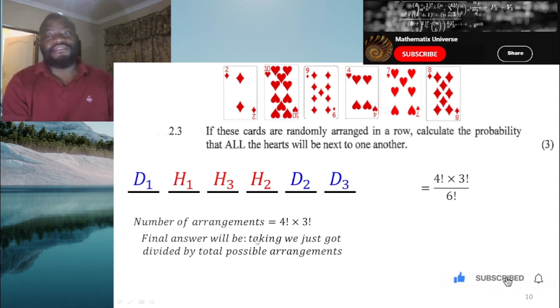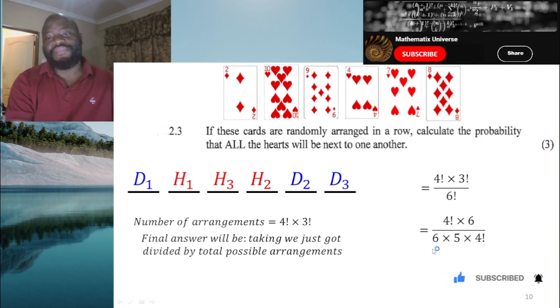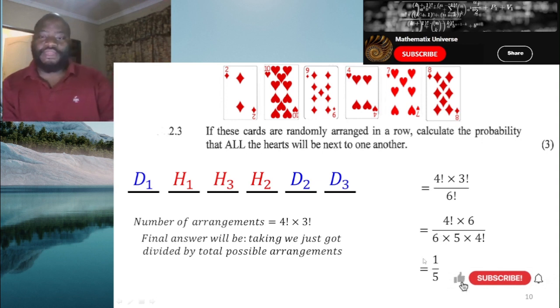Okay, then to simplify this quickly, you can say 5 factorial, and then the 3 factorial is 6. Then I split the 6 factorial into 6 by 5 by 4 factorial. Looking at the 5 factorial, and this one will cancel out, and then the 6 and the 6 will cancel out. Then we end up with 1/5 is the final answer.